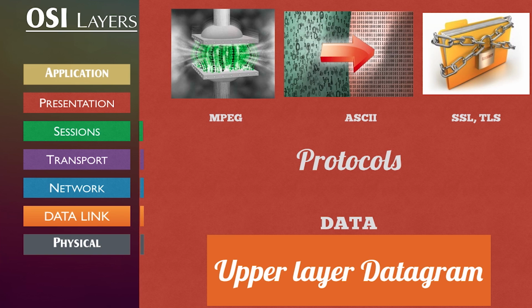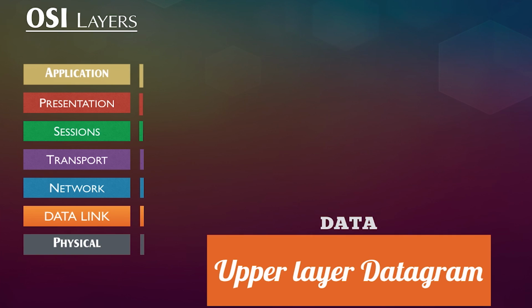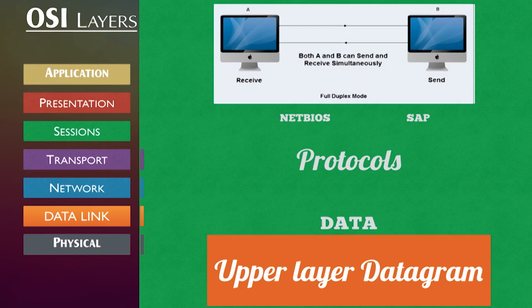Next up is the 5th layer of the OSI reference model, that is the session layer. Now the session layer is responsible for establishing, controlling and terminating sessions between two computers. Now a popular protocol is NetBIOS or SAP. Your data in this layer is also known as the upper layer datagram.